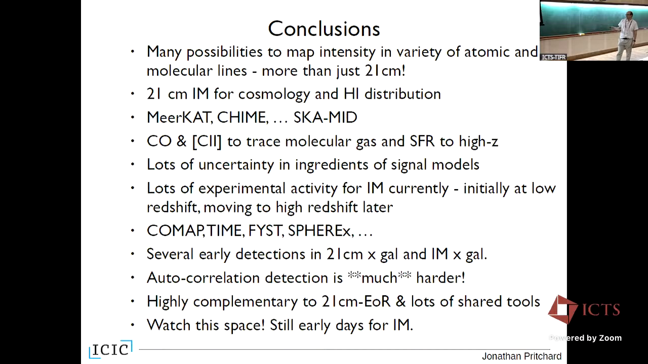There's lots of early detections and cross-correlations with galaxies, which is great, but the dream is to get these kind of autocorrelation detections. And that's really much harder and requires much stronger, much clearer understanding of calibrating the instrument and things like that. So there's a lot of work needed there. This is all very complementary to 21 centimeter EoR stuff. And many of the tools that people have been developing there have been lifted across to the intensity mapping area. So if you're interested in this, you should also be interested in intensity mapping, I would say.